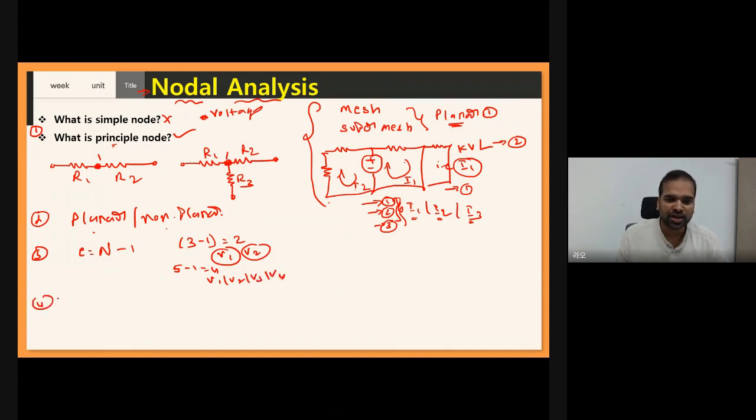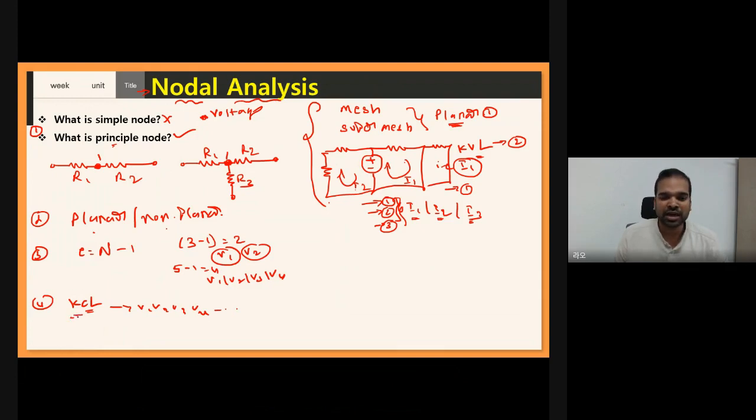Now, in order to find mesh currents I1, I2, I3, what analysis are you applying here? You are applying KVL, in the mesh and supermesh analysis. Now in nodal analysis, what do we need to apply? KCL, in order to find V1, V2, V3 or V4, something. It depends on the nodes.